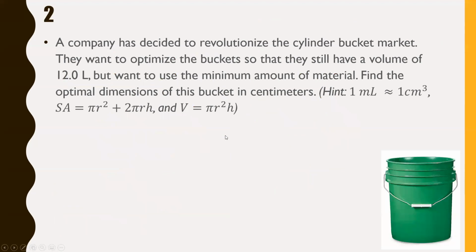Question 2, a company has decided to revolutionize the cylinder bucket market. That's interesting. They want to optimize the buckets so that they still have a volume of 12 liters, but want to use the minimum amount of material. Find the optimal dimensions of the bucket in centimeters. Just a hint, 1 milliliter is roughly 1 centimeter cubed. So there's a volume component to that. And then we also give you your formulas right here for surface area and for volume. You'll want to pause the video here, give this one a try. I'll go over it in just a second.